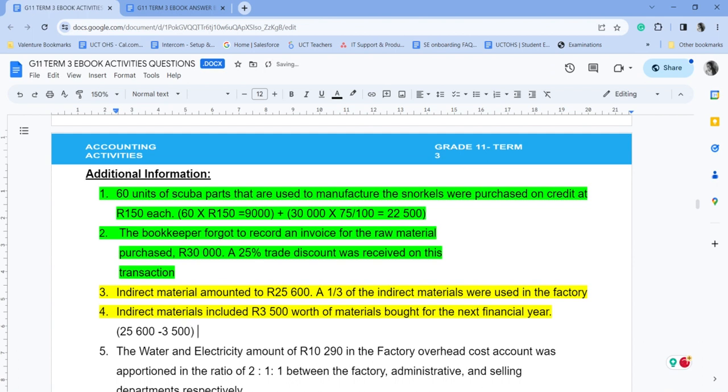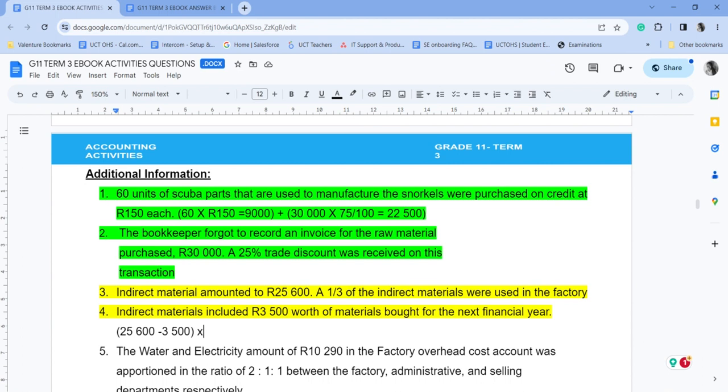And then usually when we are recording in the factory overhead account, we usually record what has been used for the year. You get it. It's like what is yet to be put over to the manufacturing overhead. Sorry, what is meant to be put over to the work in progress account. I don't know. So here they're telling us that a third of the indirect material we use in the factory.